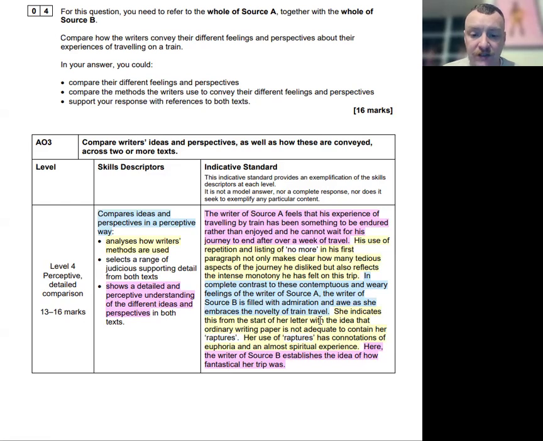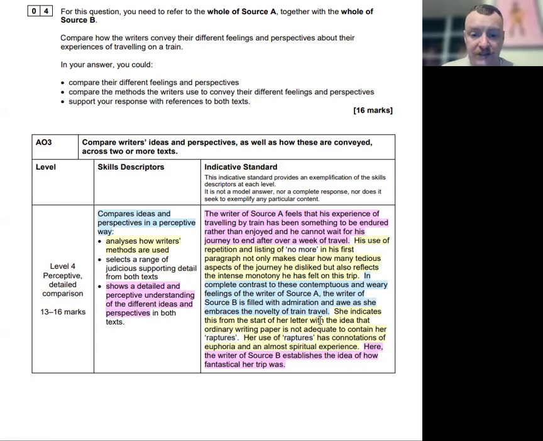In complete contrast to these contemptuous and weary feelings of the writer of Source A, the writer of Source B is filled with admiration and awe as she embraces the novelty of train travel. So it's very different, isn't it? We can see there's a clear contrast there. The student has identified that there's clear differences.